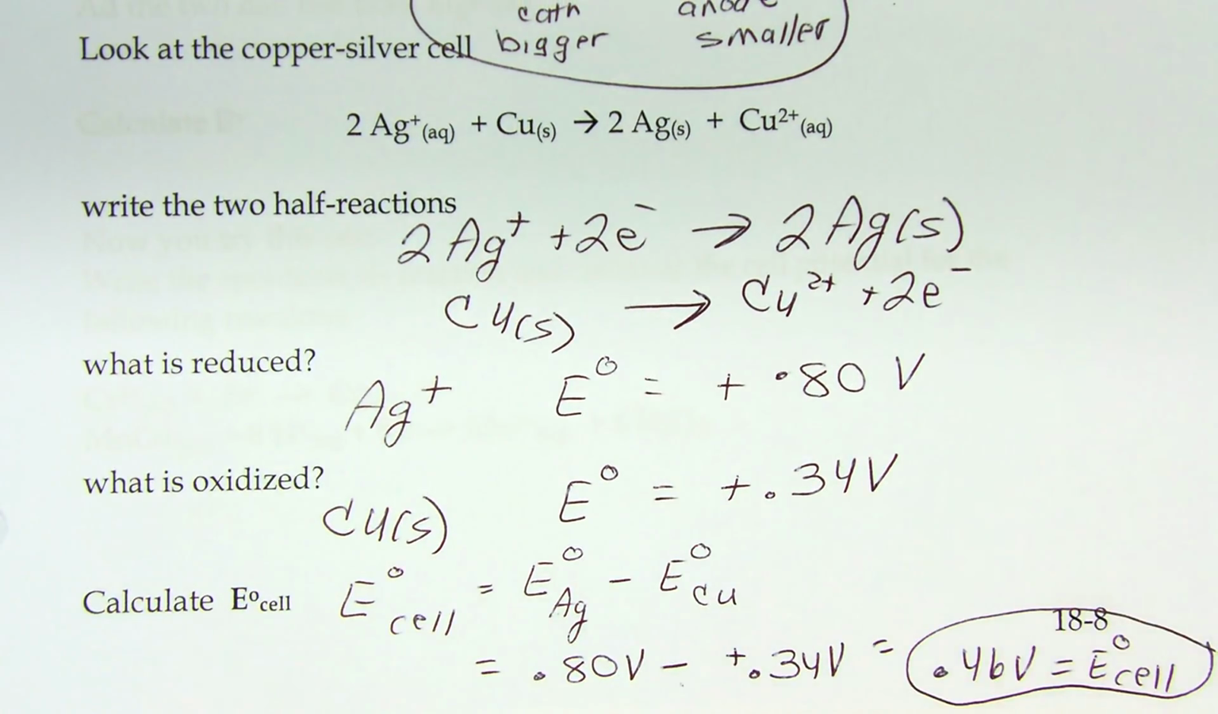And you also do not multiply it. Remember in the enthalpy, free energy, and entropy charts, if we had a 2 in the balanced equation, we multiplied the number in the chart by 2. You don't do that here. You just take the reduction potential minus the oxidation potential.